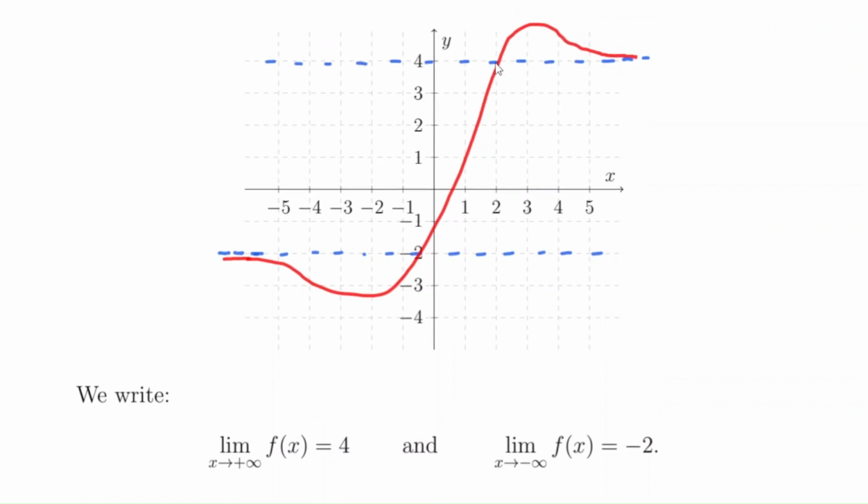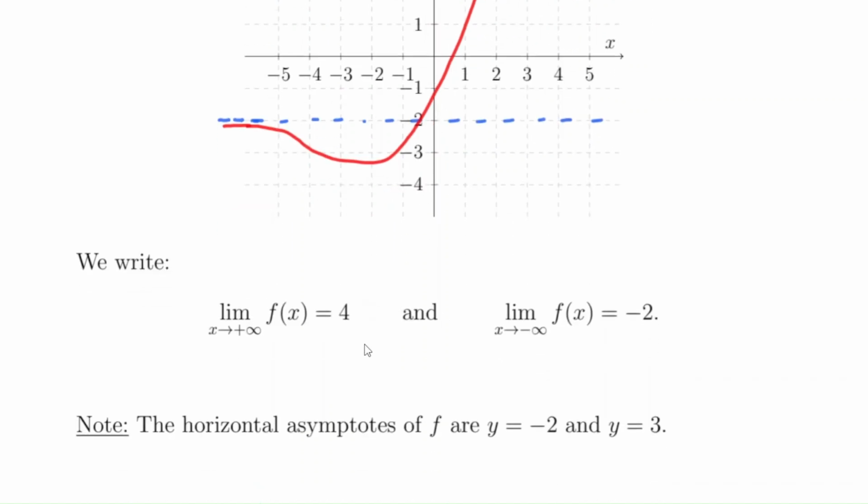Okay, now the function also has the property that as we move further and further to the left, so if we plug in -5, -10, -20, the outputs are going to get closer and closer to -2. So we say the limit at negative infinity is -2, or the limit as x approaches negative infinity of f of x is -2. And you'll notice here we have these horizontal asymptotes. Y equals -2 and y equals 4 are the horizontal asymptotes of this function.